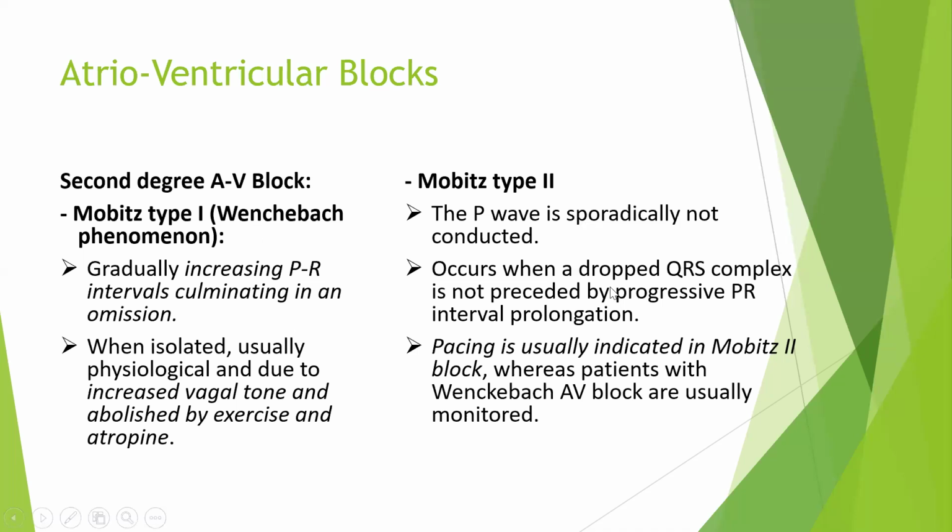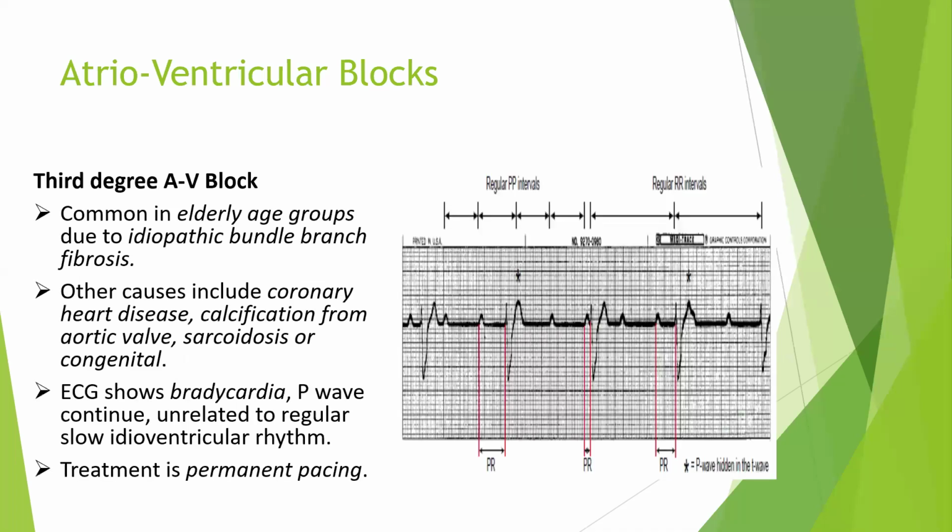In Mobitz type 2, you realize that the PR interval stays constant, and sometimes you don't even see a P wave at all, not being conducted. And it happens when you have a dropped QRS and the dropped QRS is not preceded by PR interval prolongation. Usually in Mobitz type 2, all right, pacing is usually indicated, while patients with Mobitz type 1, the Wenckebach, do not usually require pacing and require just monitoring.